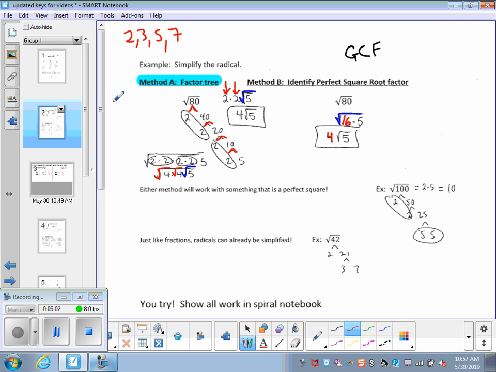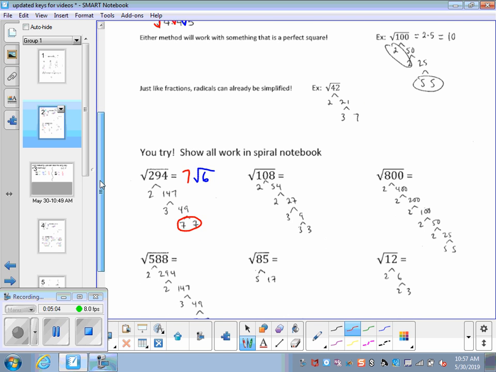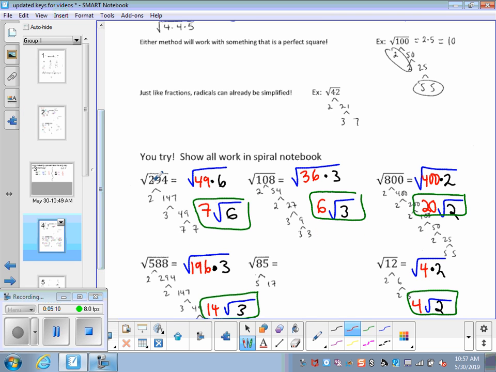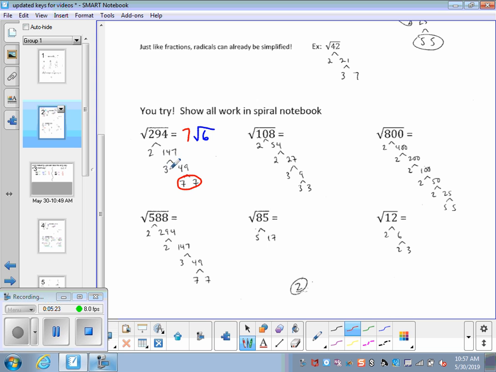Okay? So I'm going to show you guys real quick that method B also works with 294. 294, here, I'm going to show it right here, is actually the product of 49 times 6. So if you take 49 and take the square root of it, that's going to be 7, and the 6 is all that's left. All right, so we get the same answer using our shortcut as we did with the prime factor tree, and we circled away our 7, and 2 times 3 was left.